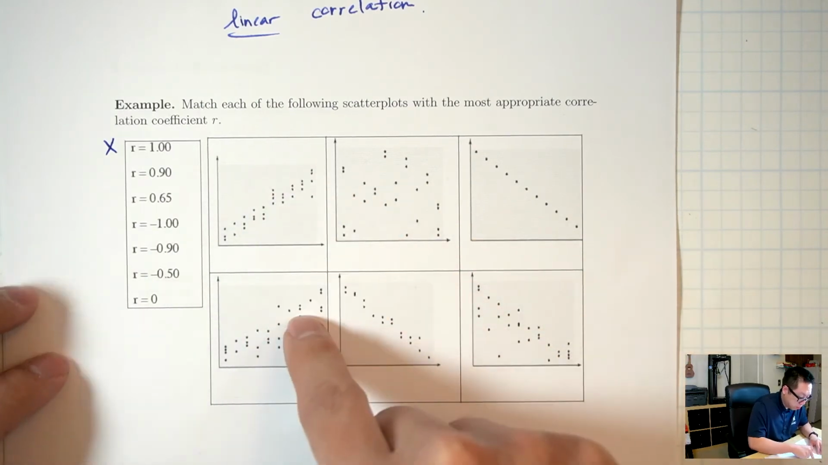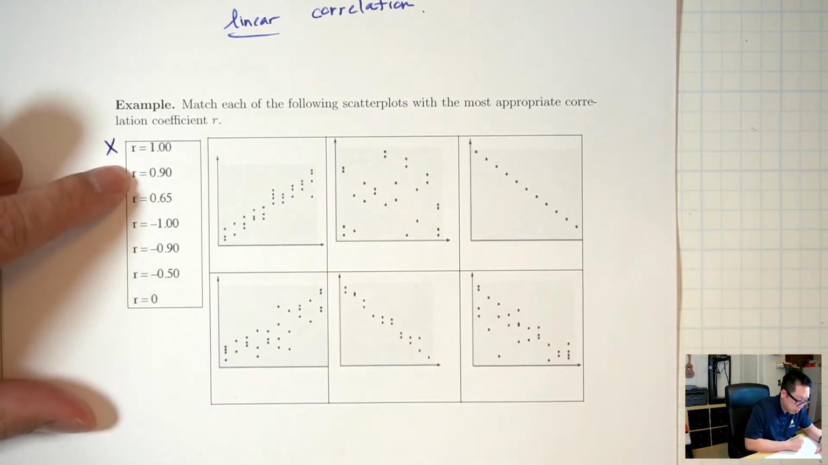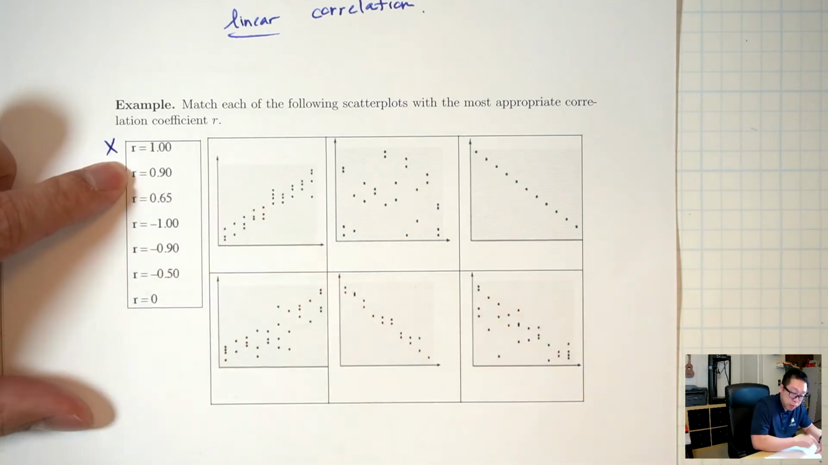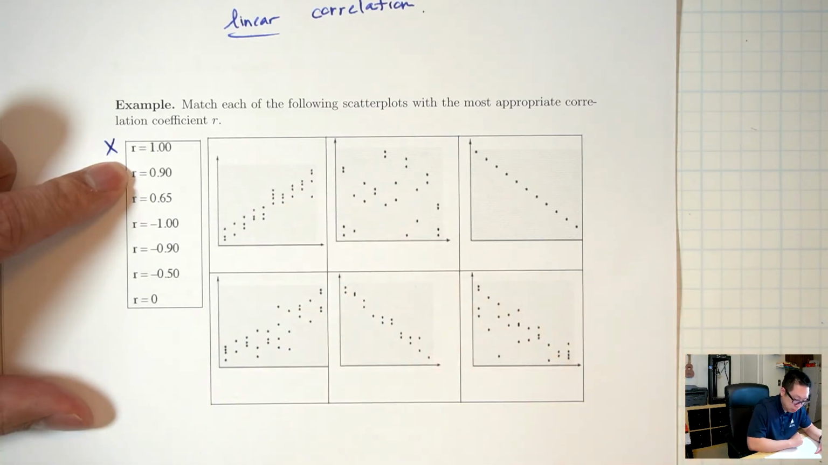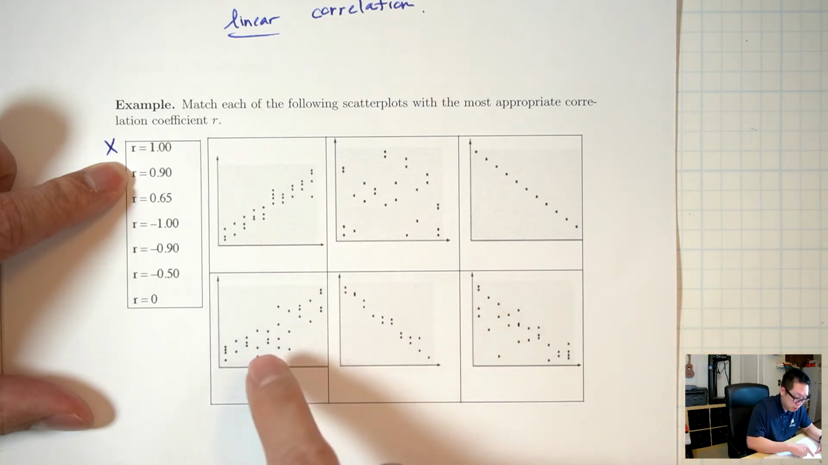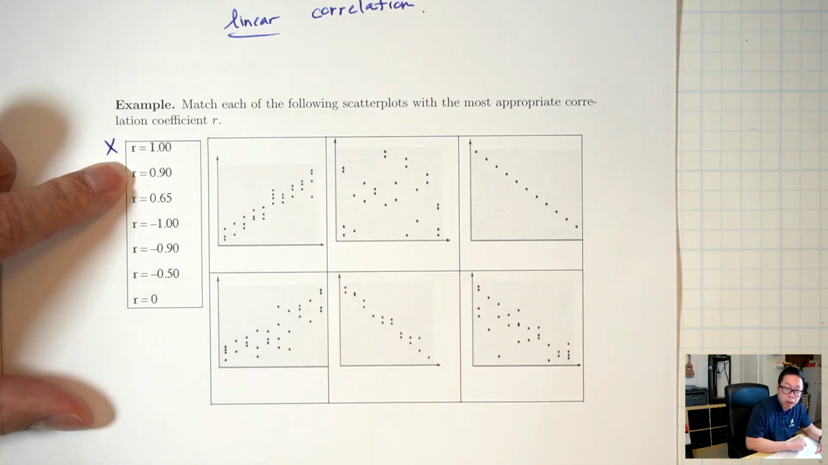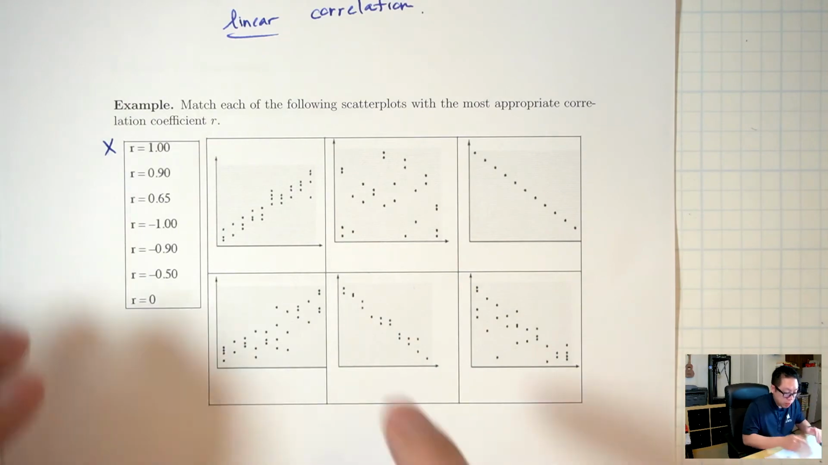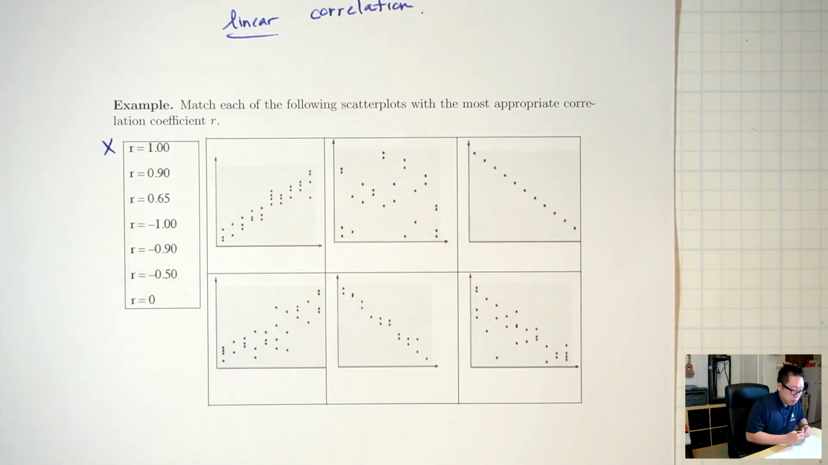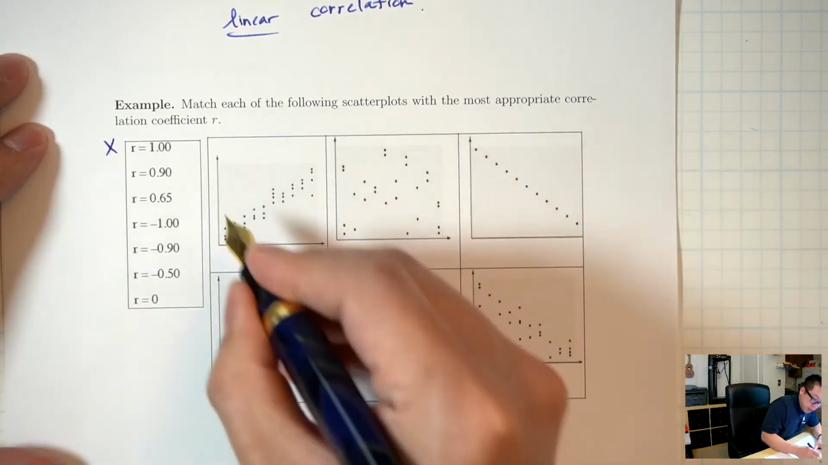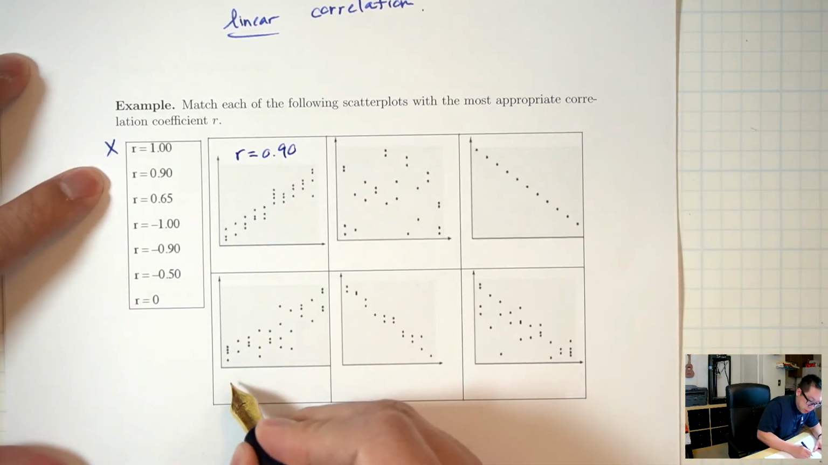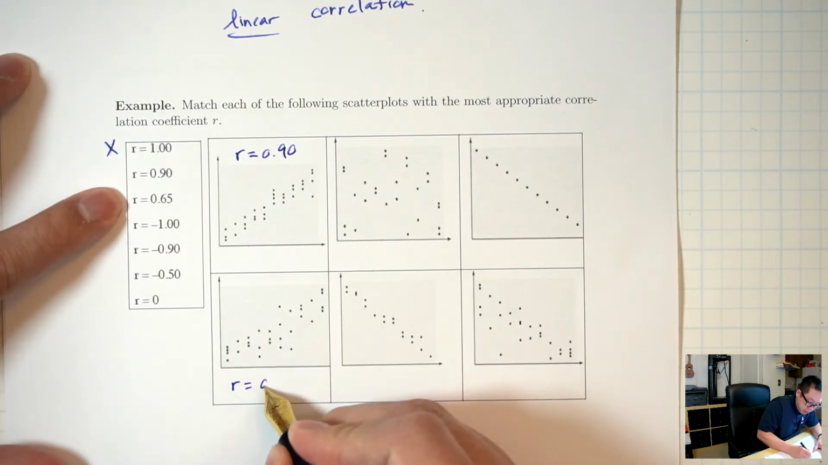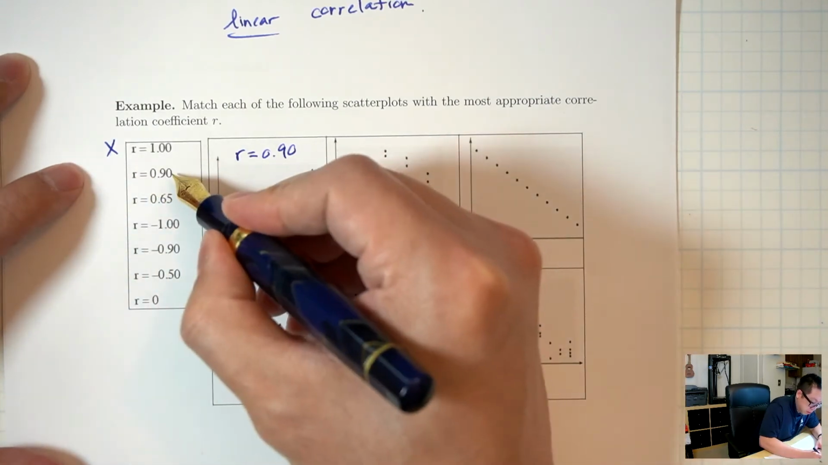Now, of these 2, 0.9 and 0.65: 0.9 is closer to 1, which means it should go with the picture that looks more like a line. Which of these pictures looks more like a line? This picture. In the other picture, the dots are a little bit more spread out. In this picture, they're more closely on a line. This picture will be R equals 0.9, which means this picture would have to be R equals 0.65. Okay, so we have these 2 done.